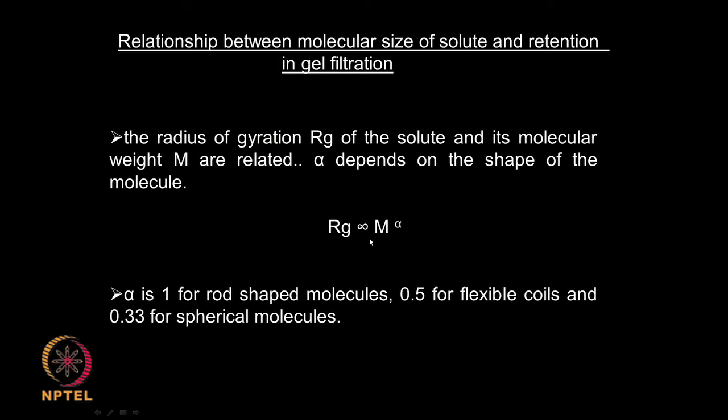If you look at how the molecular weight and the size relate to each other, the radius of gyration of a solute molecule, that is the size or shape of a solute molecule, is proportional to the molecular weight raised to the power alpha. This alpha is 1 for rod shaped molecules, 0.5 for flexible coils and about 0.33 for spherical molecules. So the size is connected to the molecular weight. If it is spherical, then it is raised to the power 0.33. That is the relation between molecular weight and the size or radius of gyration.